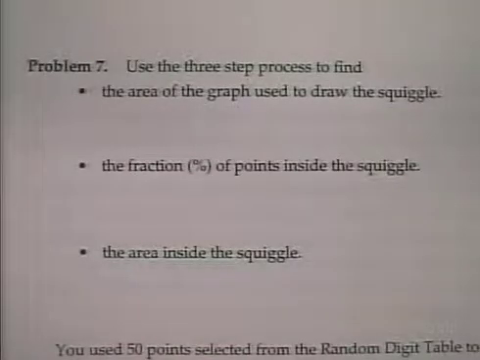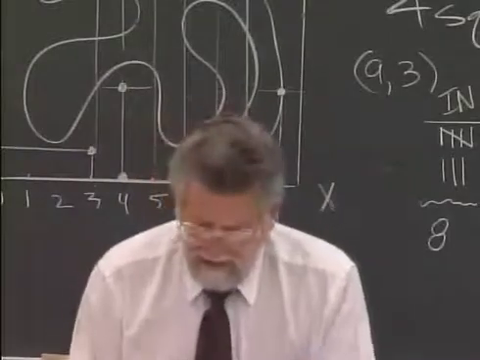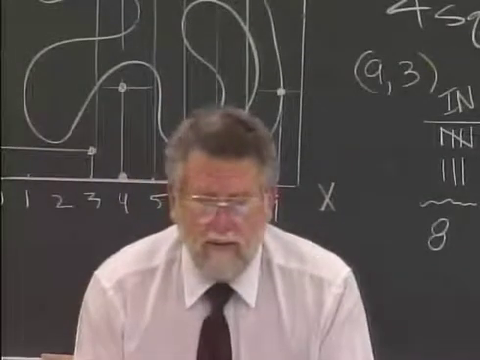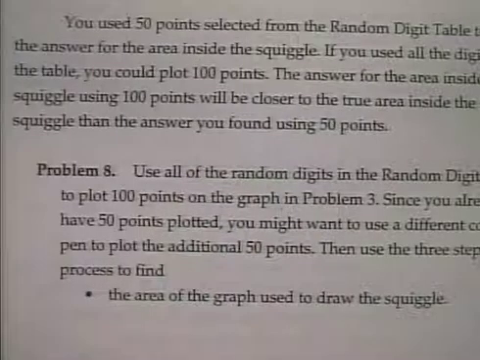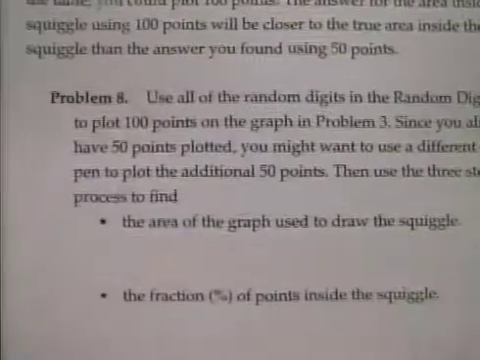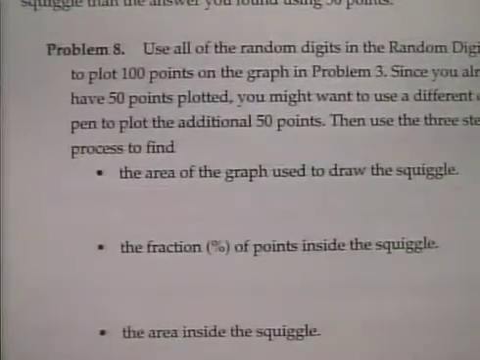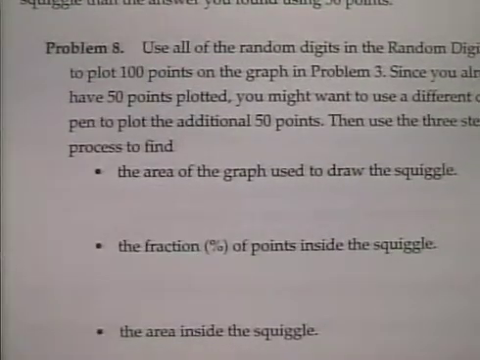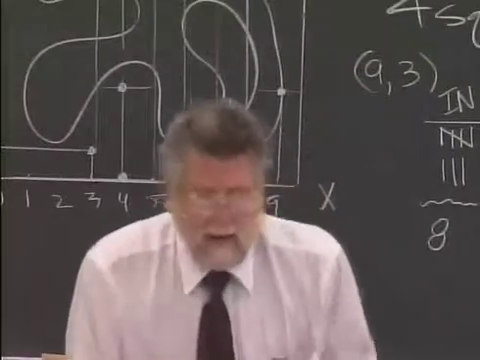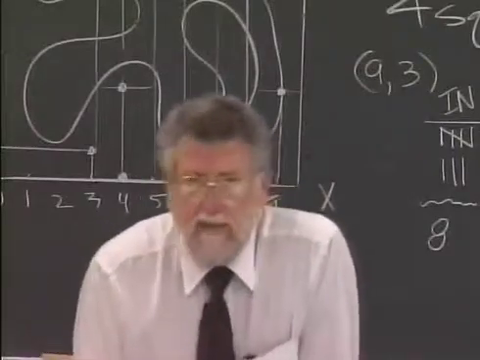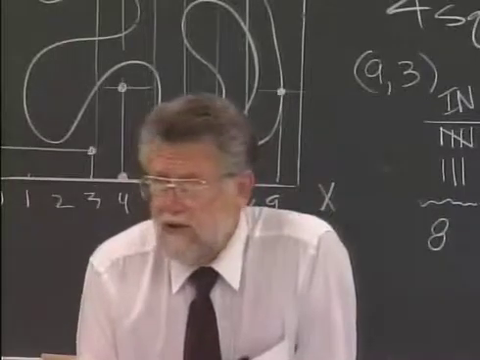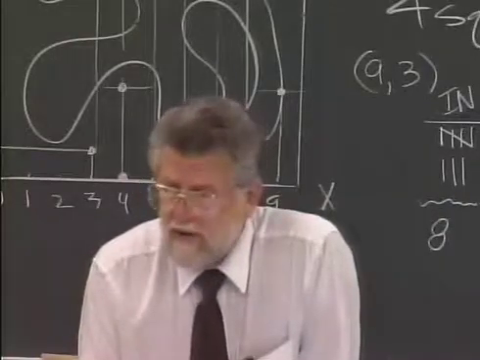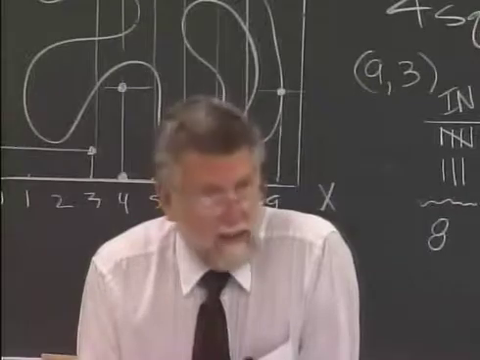And then, as we come off there, problem 8 says, okay, you did 50 points. Let's have you do all 100 as we come to problem 8. And you go through the same 3 steps to find your answer. Now the argument we'll make is that with 100 points you have a better answer. And this all depends on using random digits, a random digit table.